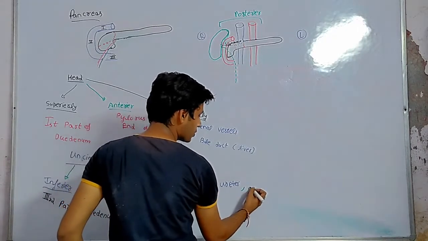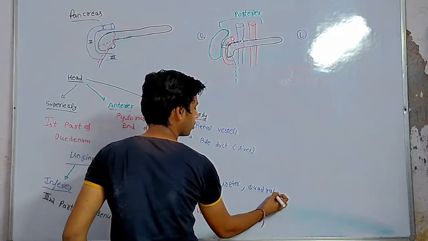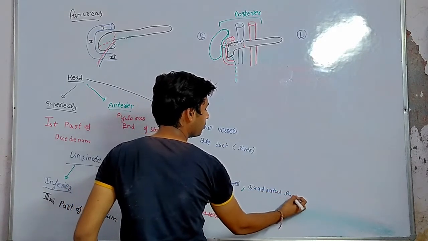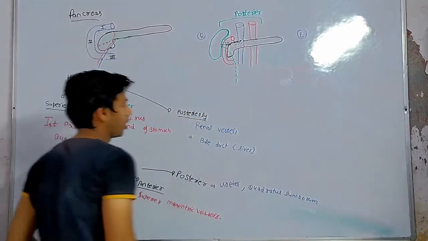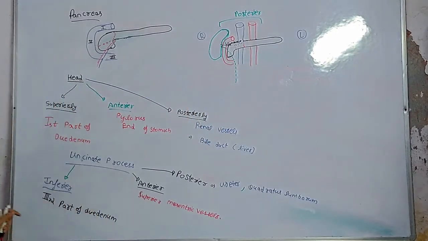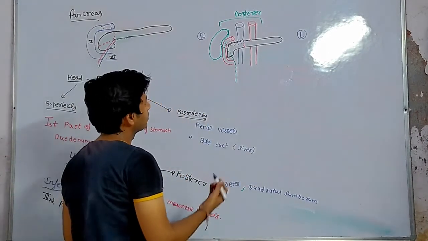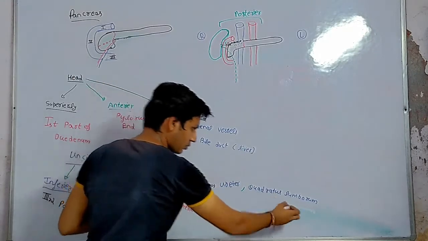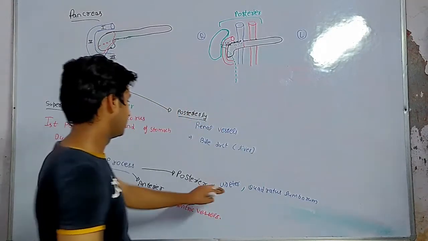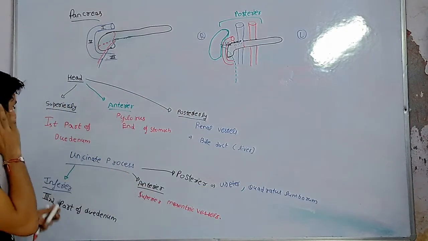Which muscles? Quadratus lumborum, and other things also come. We can write many things. Quadratus lumborum, the diaphragm also comes. These are some things about this vessel. Then these are the relations of the uncinate process.